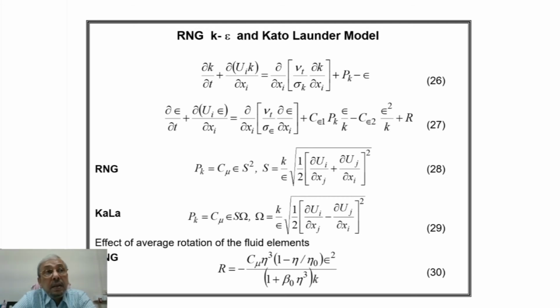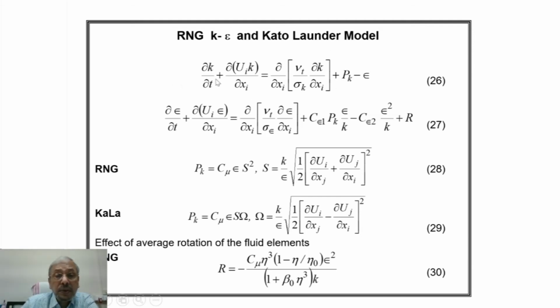So when this RNG K epsilon method was developed, around the same time Professor Launder and his student M. Kato also developed a theory which is almost similar to RNG K epsilon. This is called Kato-Launder K epsilon. And what we have done here is to use a general expression so that the expression is valid for standard K epsilon, for RNG K epsilon, and also for Kato-Launder K epsilon. So this is the K equation.